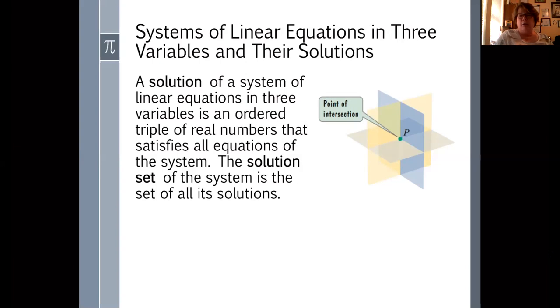So an equation in x, y, and z in three-space is a plane. What's a plane? Well, in three-space, if you have a sheet of paper, that represents a plane. And if you have three planes and they intersect, they're going to intersect at a point in space. And that point in space can be described by using an x-coordinate, a y-coordinate, and a z-coordinate.